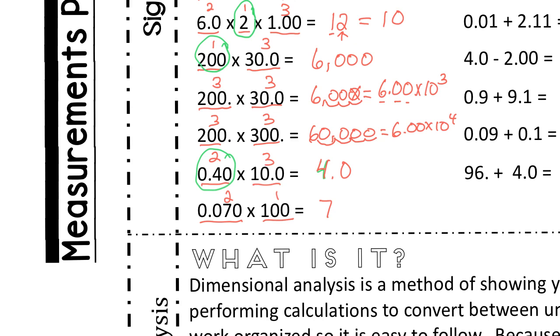Again, I need to have 2 significant figures, so I'm going to put an X. Sorry, it needs 1 significant figure, so actually I'm good on that one. Oops, not looking at my numbers. There you go, I'm fine with that. 7 has 1 significant figure.